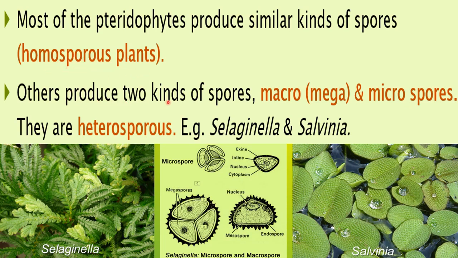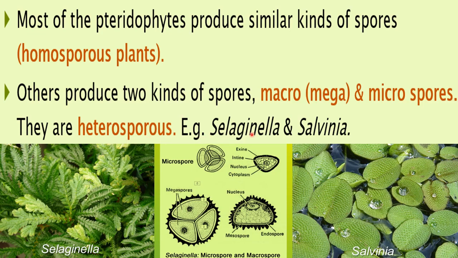Others produce two kinds of spores, and these spores will be macro or mega, meaning large size spores, and microspores, meaning small size spores. So in some plants two kinds of spores are produced. Some spores will be small in size and some spores will be large in size, and such plants will be called heterosporous plants. Heterosporous plants means plants having two kinds of spores, macrospores and microspores.